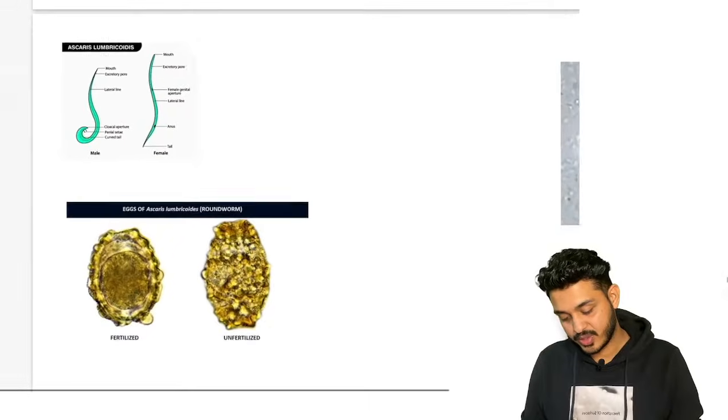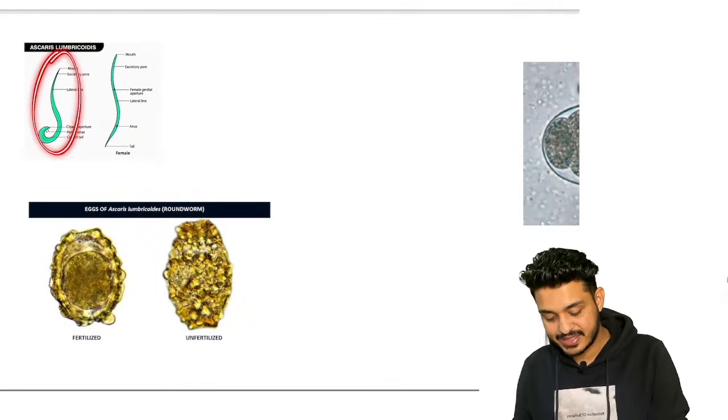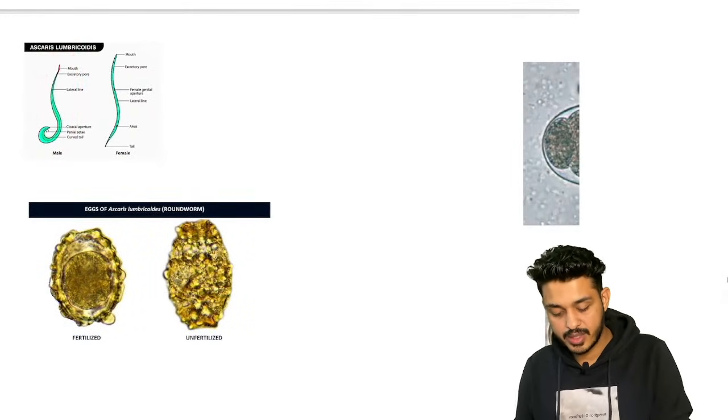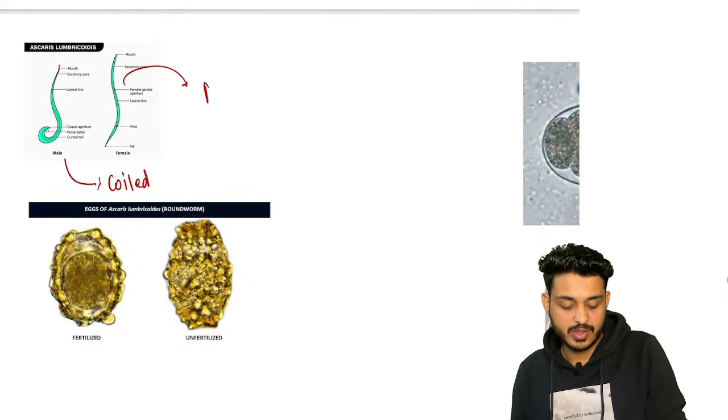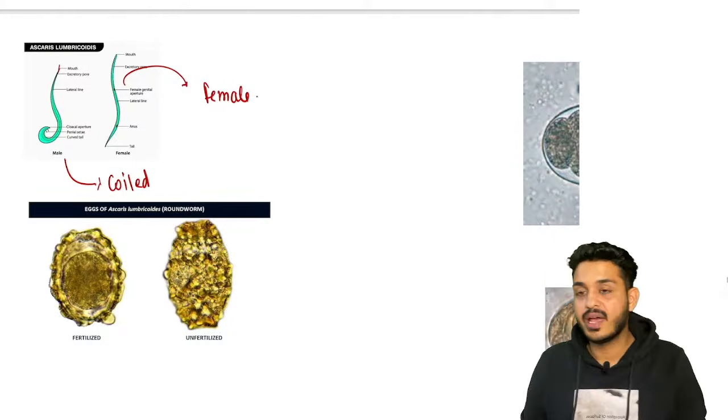Okay, so this is going to be the Ascaris. You can identify the Ascaris: the male is going to be coiled, the male is bent, right? Whereas the female is going to be straight. And what about the eggs?